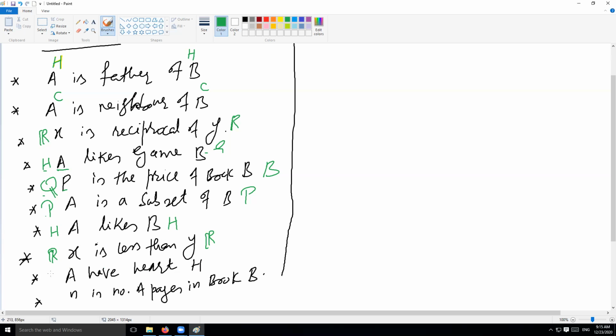A has a heart H. Okay, it's a bit strange relationship, but yes. So we can say it's from the set of humans to the set of organs actually. Okay. Sir, ye human ki, sir, animal, koi aur janwar bhi ho sakta hai na. A has heart H, yes, but let's assume that we are speaking from the context of humans actually. N is the number of pages in the book B. So the relationship is going to be natural numbers to books.